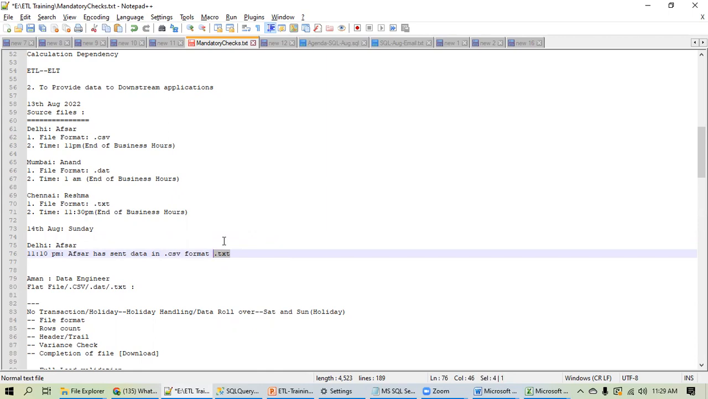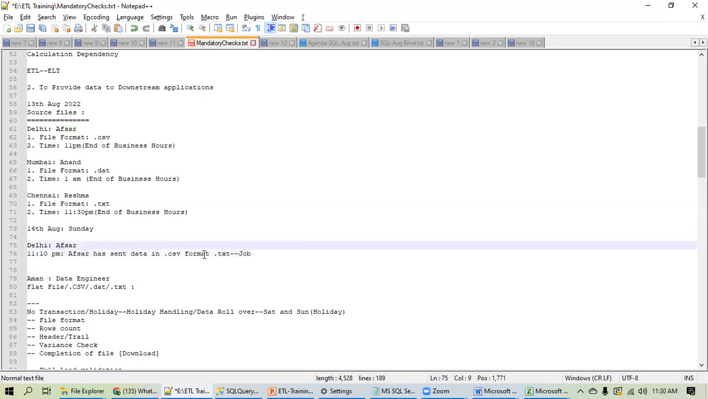Aman has written some script which only supports .csv format. Now, if it's a text format, it means he needs to change his code again. Because Aman has written the script on this job in such a manner that it will pick only .csv format, because Aman is very much sure that Afsar will be sending the file in .csv format.